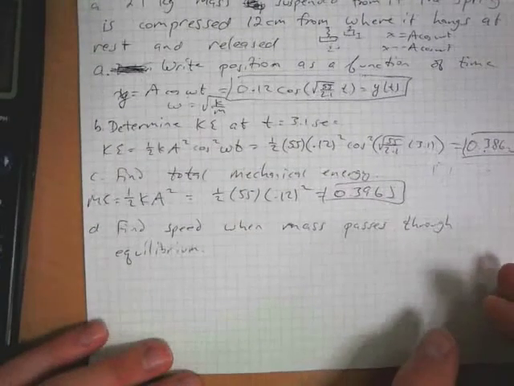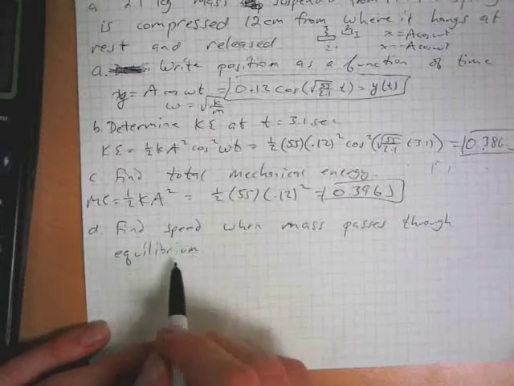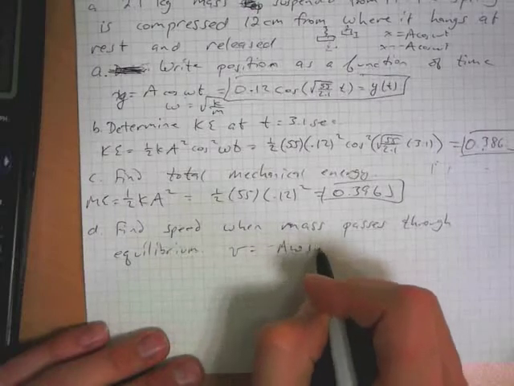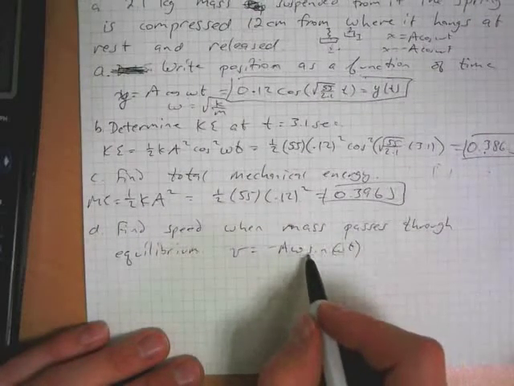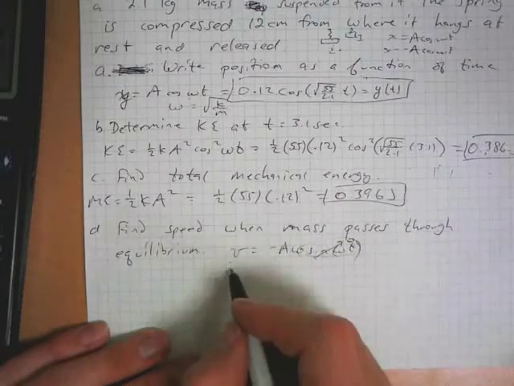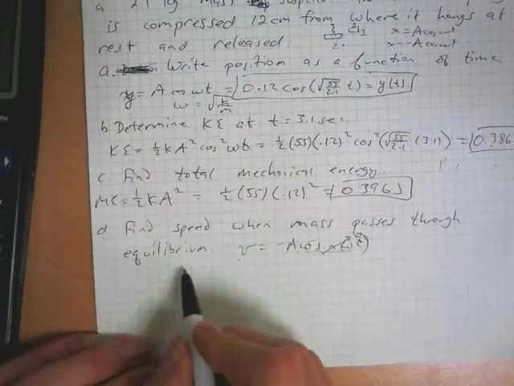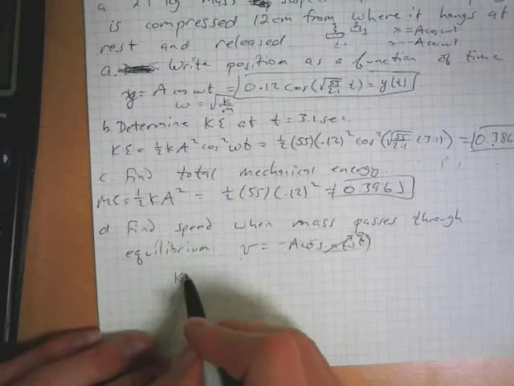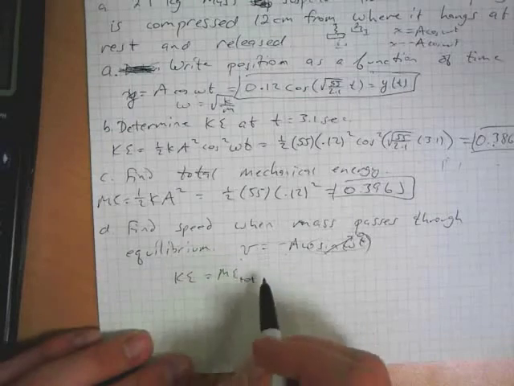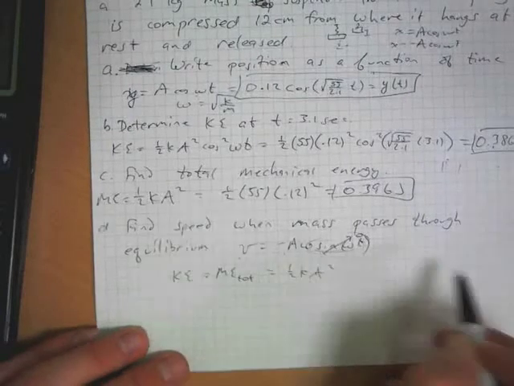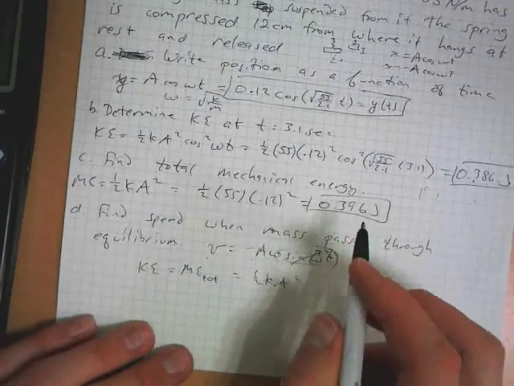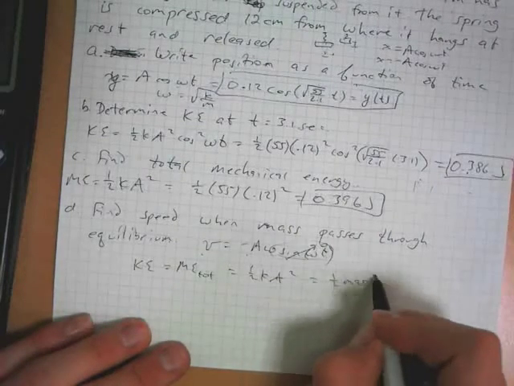The speed when the mass passes through equilibrium, well, there are a couple different ways we could do this. We could use our velocity equation. We could say that v is minus A omega sine omega t, and when it passes through equilibrium this sine is 0, so we could say v equals minus A omega. That's one way of going about it. We could also say that when it passes through equilibrium, its kinetic energy is equal to the total mechanical energy, which is 1/2 kA squared, and set that equal to our 1/2 mv squared.